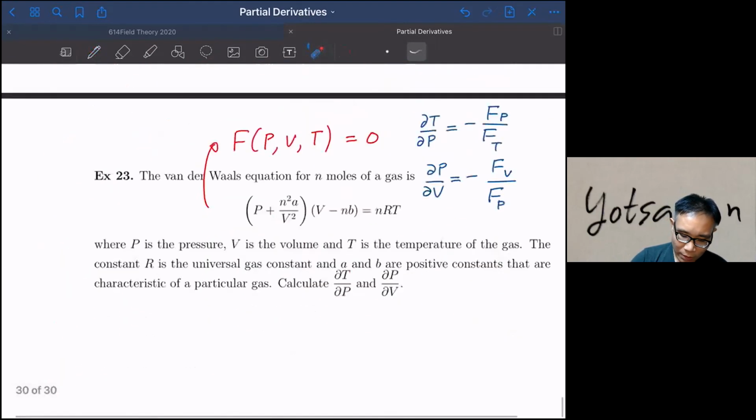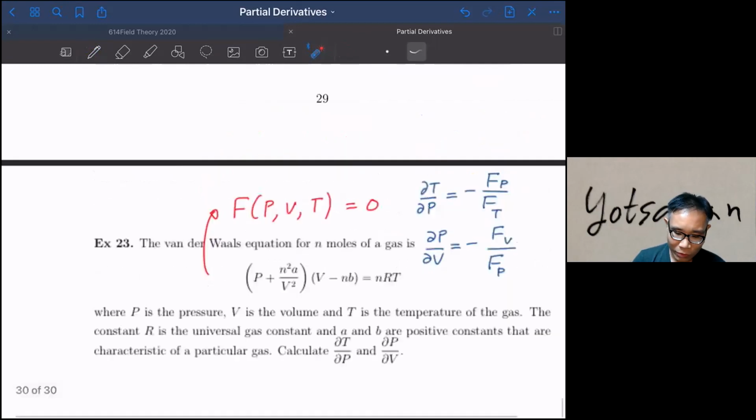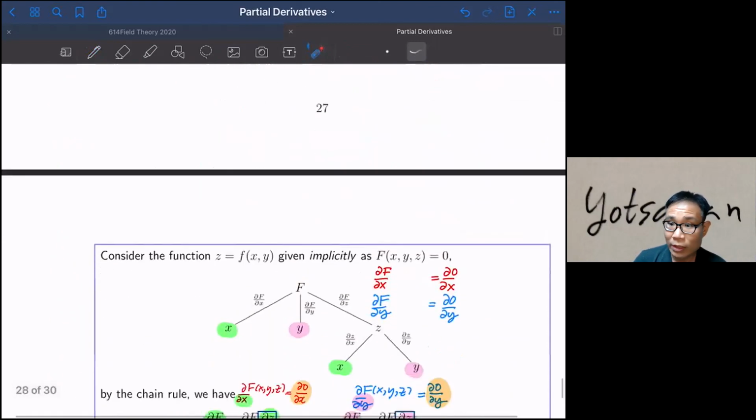So you're going to just find the capital F. It's going to be the function in terms of P, V, and T, and you have constants, n and a. So a turns out to be a positive constant and b also a constant. So you try to find dT/dP and dP/dV by just finding the negative of Fp over Ft and negative Fv over Fp, and do basically that. So that's all for this script. You do this one and we're going to discuss this guy again during the recitation.